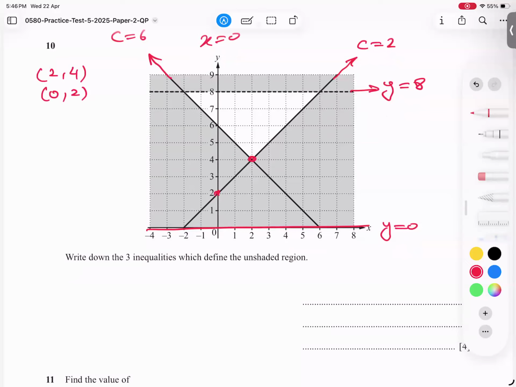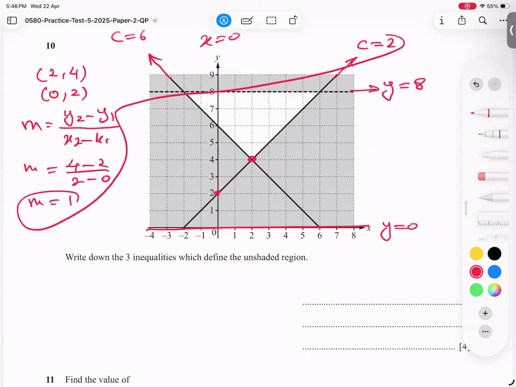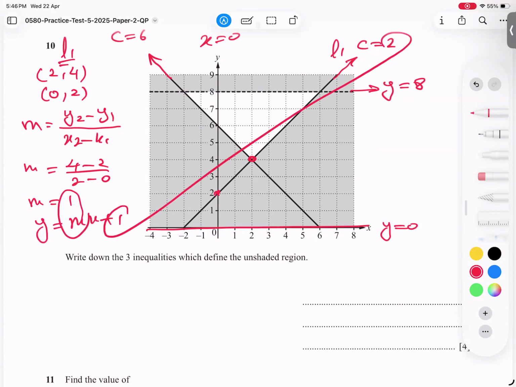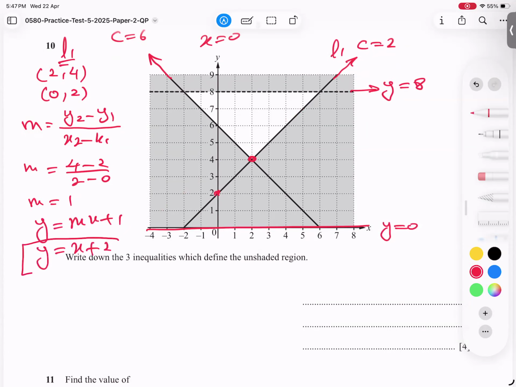The gradient formula, students, is y2 minus y1 over x2 minus x1. So I'm applying the formula. y2 is 4 minus 2, so I'm writing here 4 minus 2 and then 2 minus 0. And I got gradient is 1. So 1 is there and c is 2 already. I label this line as line L1. So y is equal to mx plus c. m is 1 and c value is 2. So my answer turns out to be y equals x plus 2. So this is my line L1.